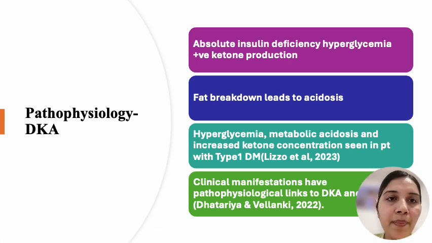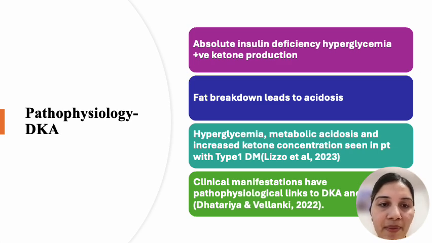Pathophysiology of DKA. Absolute insulin deficiency leads to hyperglycemia and ketone production, and fat breakdown leads to acidosis, hyperglycemia, metabolic acidosis, and increased ketone concentration, seen in patients with type 1 diabetes mellitus according to research, and the clinical manifestations have a pathophysiological link to DKA and sepsis.